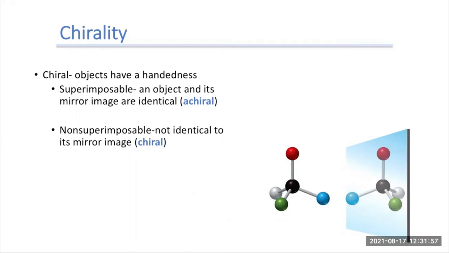Carbon atoms with four different substituents have the same type of handedness. They have the same differences in their three-dimensional structure, just like your two hands.